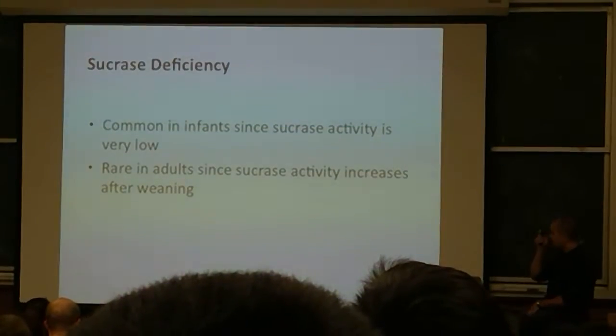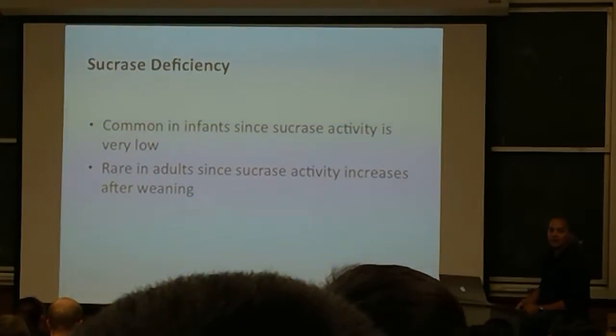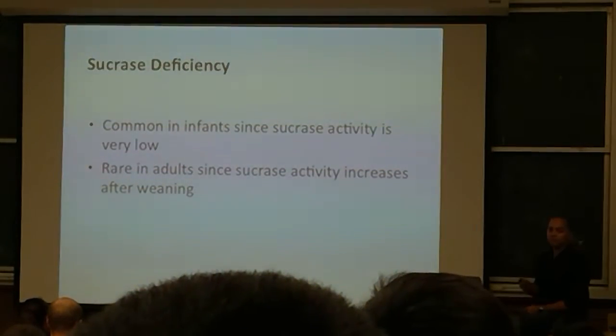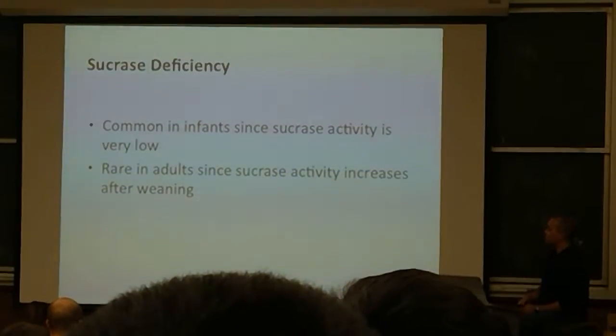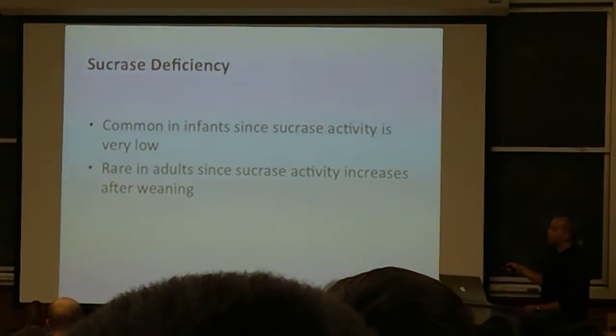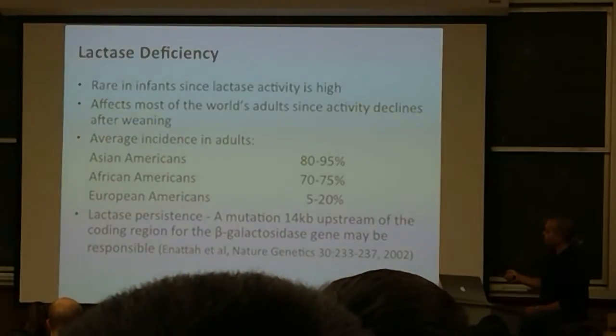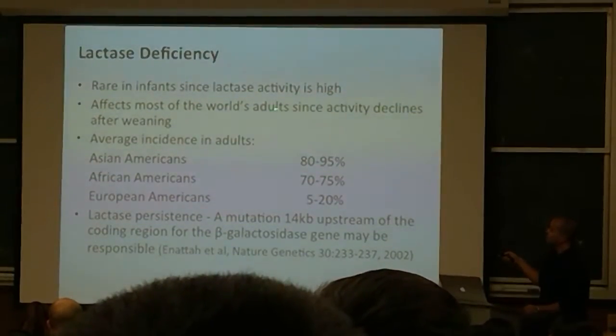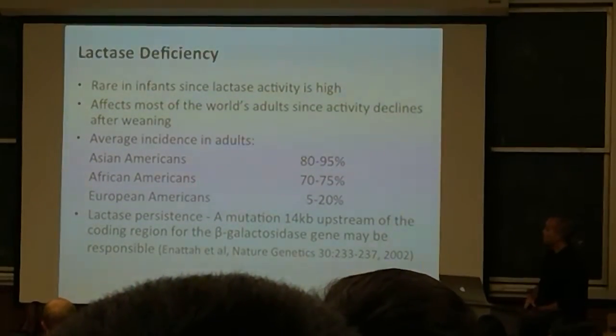So sucrase deficiency is common in infants because they're not getting much sucrose in the diet anyway. The main sugar they're getting is lactose from milk. Right? But it's rare in adults. So once an infant weans, the sucrase activity usually increases, and it's more rare in adults. Okay, but lactase deficiency is more common. So it affects most of the world's adults later in life after weaning.